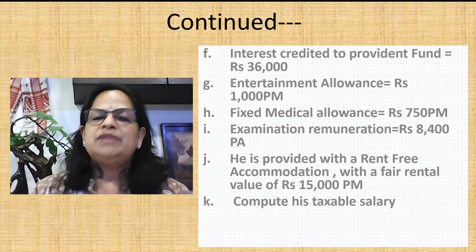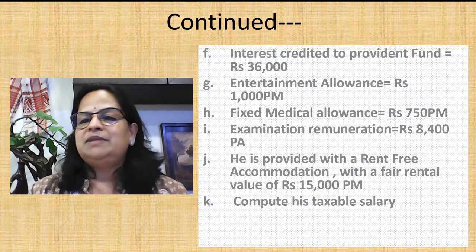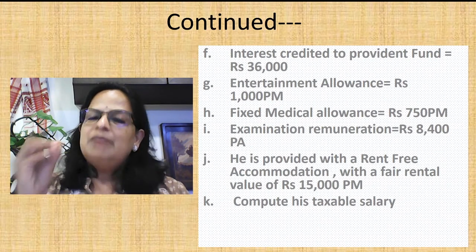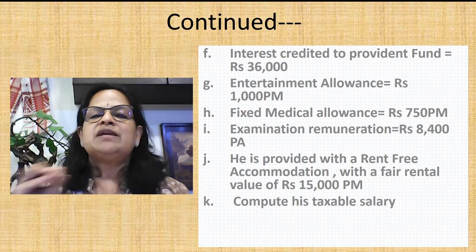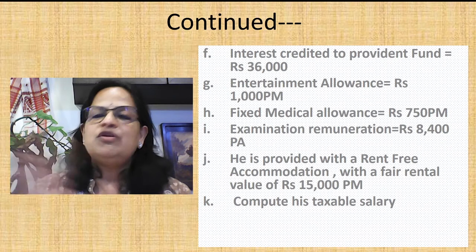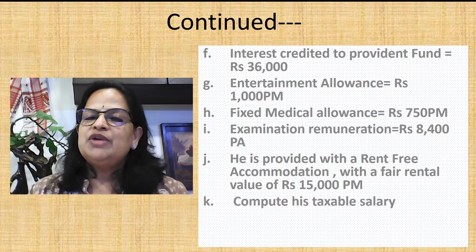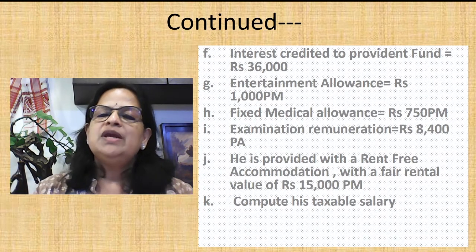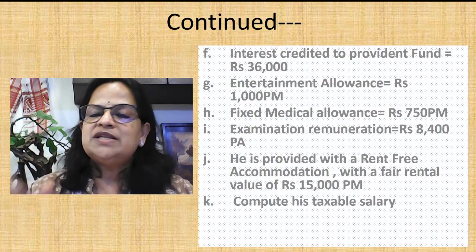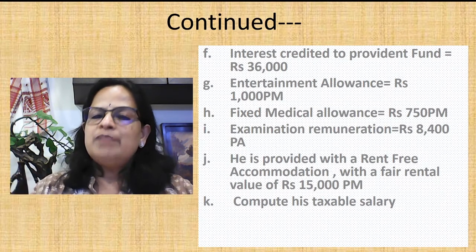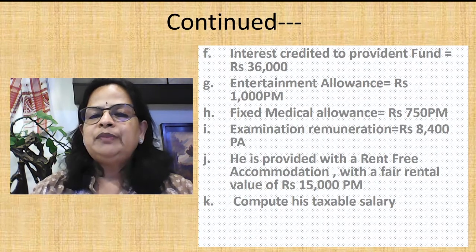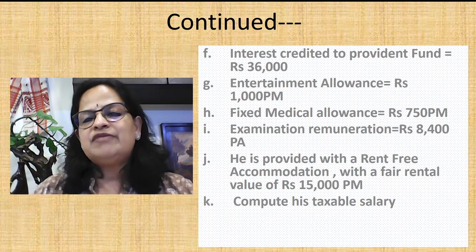Now entertainment allowance, here you have to calculate the deduction also because he is a government employee. 1,000 per month. Fixed medical allowance taxable. It is not reimbursement. Fixed medical allowance 750 per month. Please remember that one word can change the computation. Fixed medical allowance. He has not spent anything. He is just getting a fixed amount, fully taxable. Examination remuneration 8,400 per annum. This will not be treated under this head. See, one item we have taken, board meetings attended by employee. That also there is no employer-employee relationship to treat examination remuneration under the head salary. It will go to income from other sources.